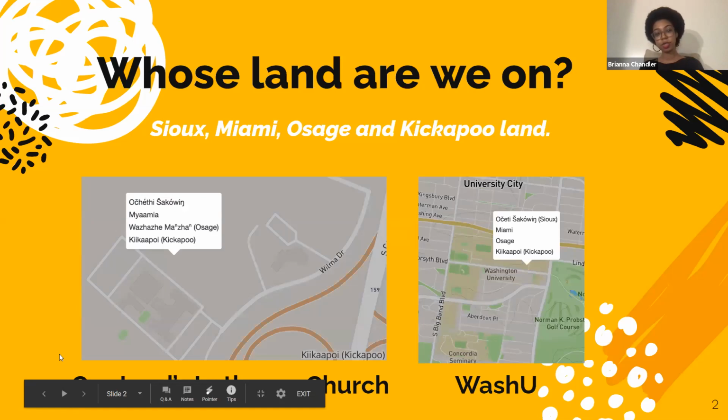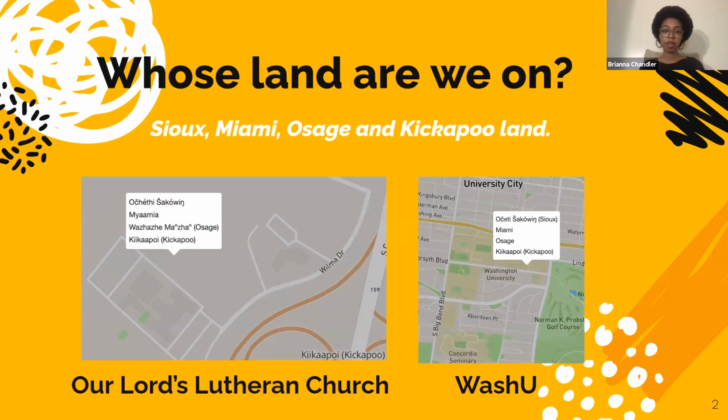So it's important to do land acknowledgements because when we look at the overall history of the United States, it violently took the land that we're currently on from Indigenous people. It's especially important to talk about Indigenous people when we're talking about environmental justice because they were the original stewards of this land and they know how to best protect this land. So both Our Lord's Lutheran Church and WashU, where I go to college, are on Sioux, Miami, Osage, and Kickapoo land. And while it's important to acknowledge whose land we're on, it's also important to understand that ultimately we must figure out a way to return the land to Indigenous people. Next slide, please.